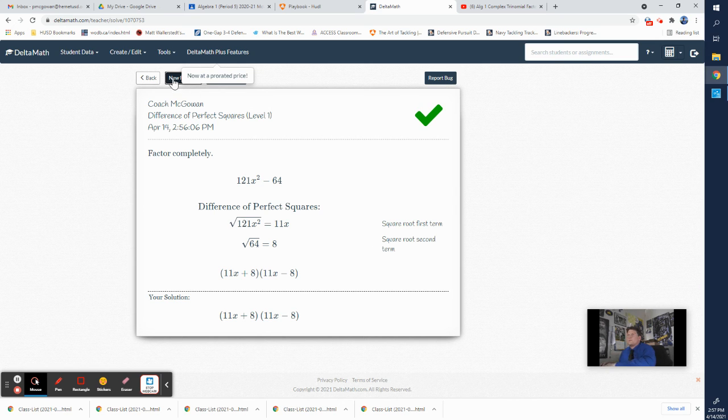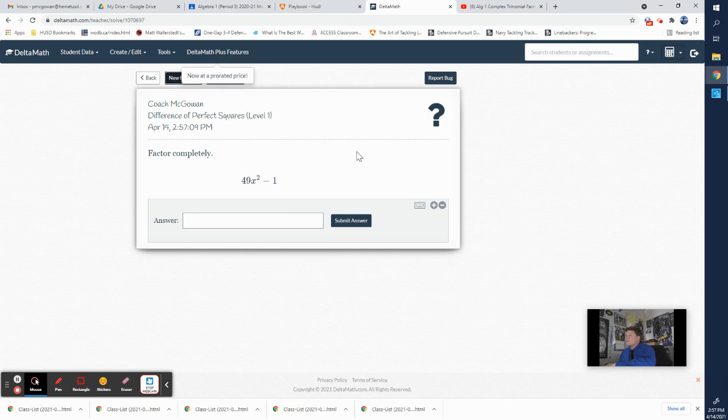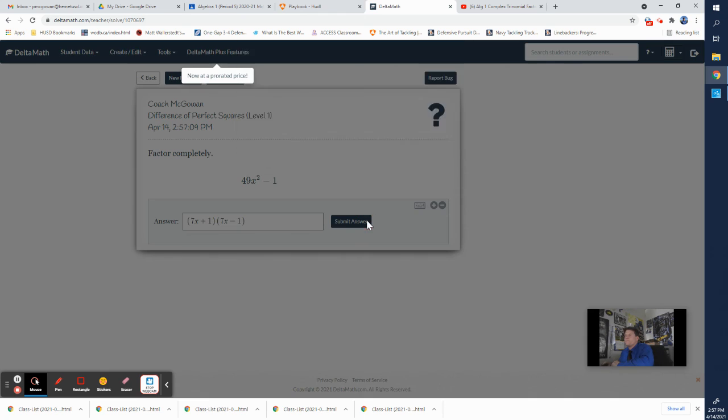Let me do one more, just to show you how quick some of this can go. I'm looking at 49x squared. What times what makes 49? We saw this one. It's 7. So I'm going to go 7x in one parentheses. Then I'm going to go 7x in the other parentheses. Let's take a look at the constant term. It's a minus 1. Okay, this is kind of easy, right? What times what makes 1? It's 1. So I make one of them positive. I make the other one negative. I'm done.